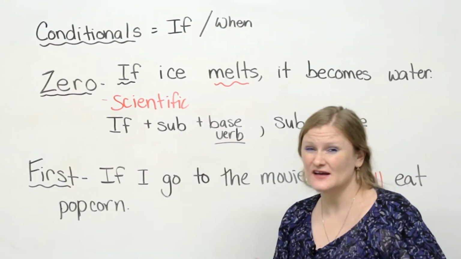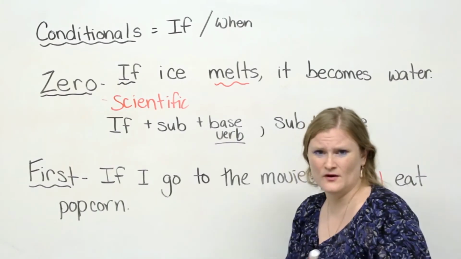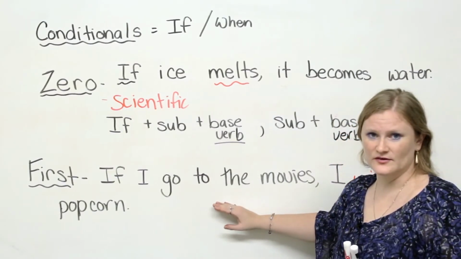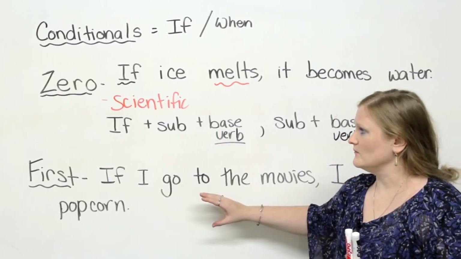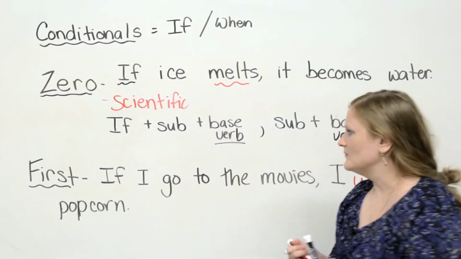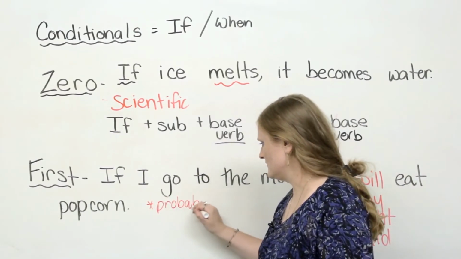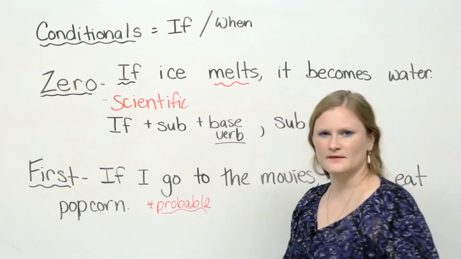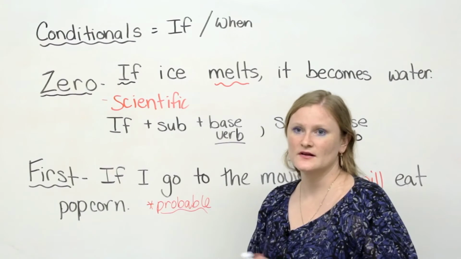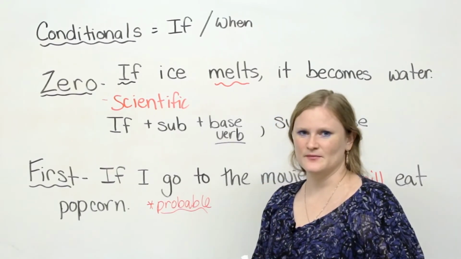Some people don't even like popcorn. Or maybe you don't have any money. Or maybe you want chocolate instead of popcorn. So, in the first conditional, the basic thing is it is not scientific. It cannot be 100%. But it's things that are probable. It means it's likely to happen, or most of the time, this is true. So most of the time, when people go to the movies, they eat popcorn.